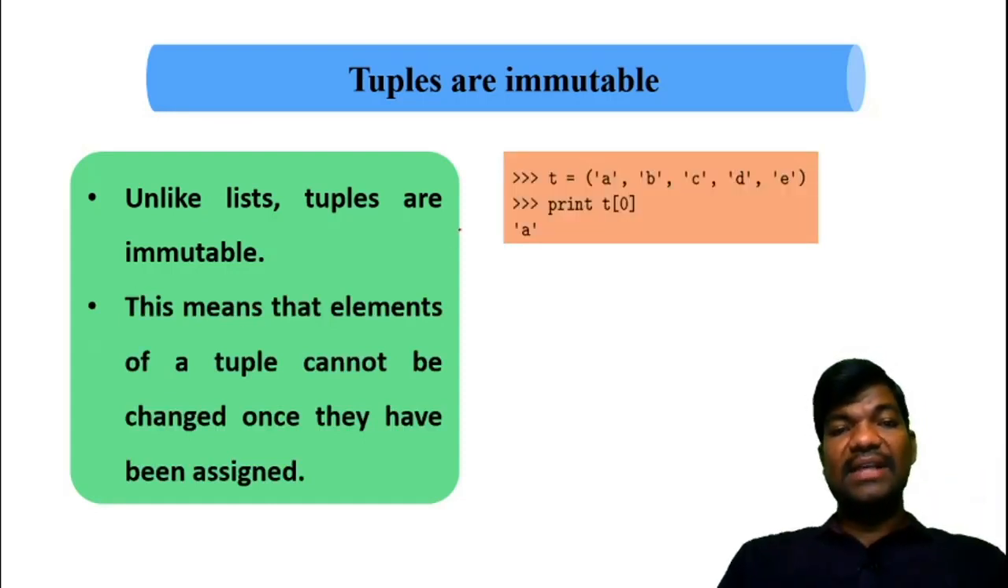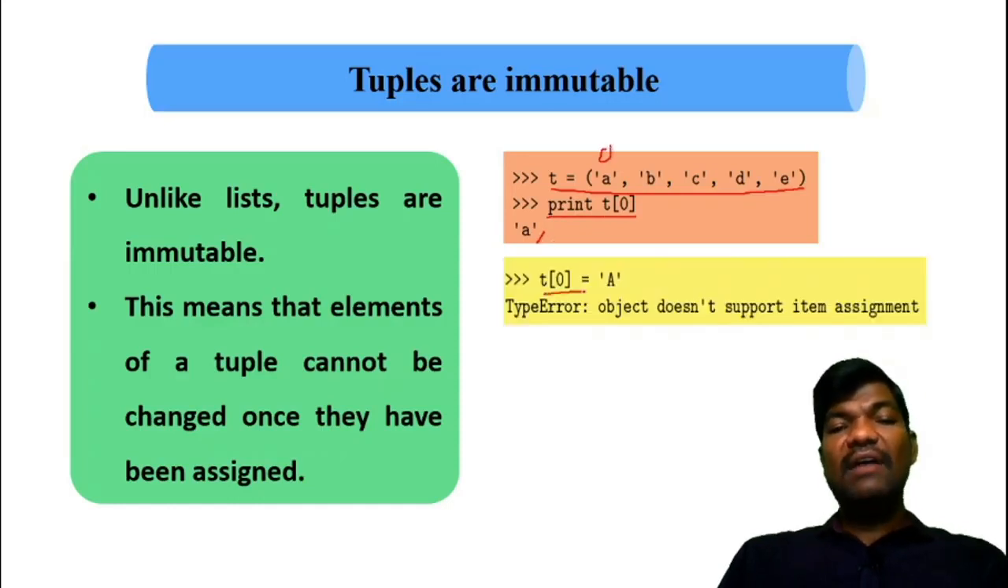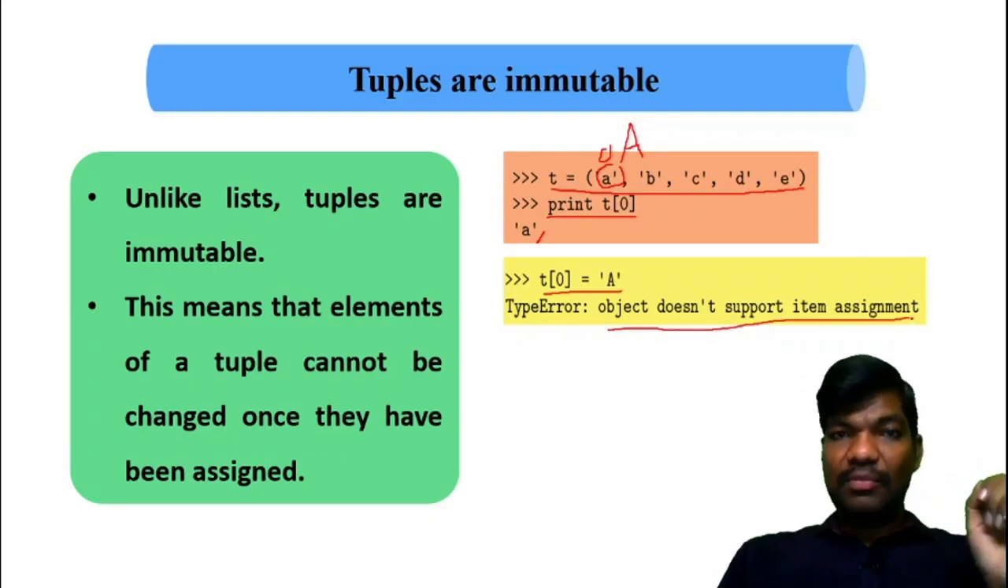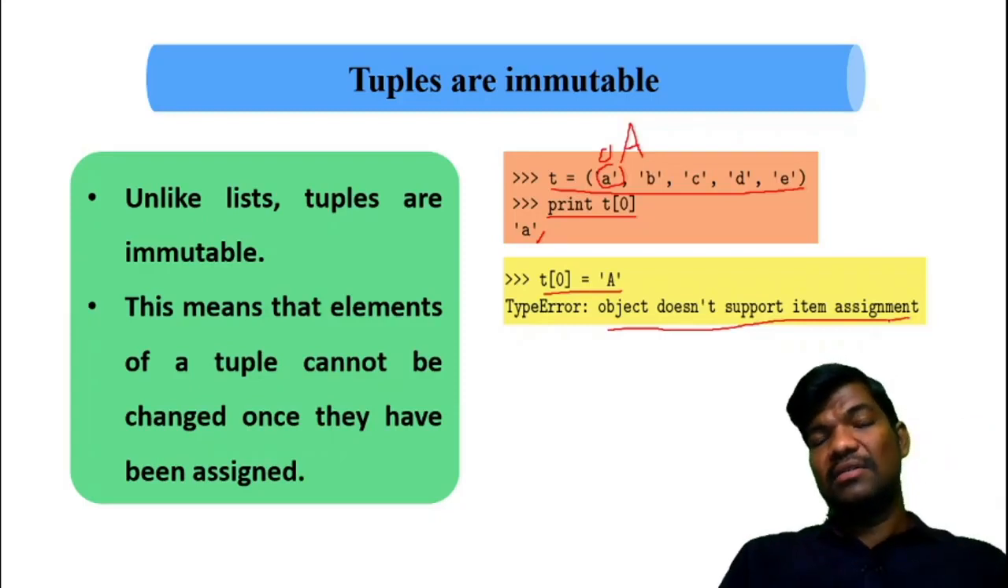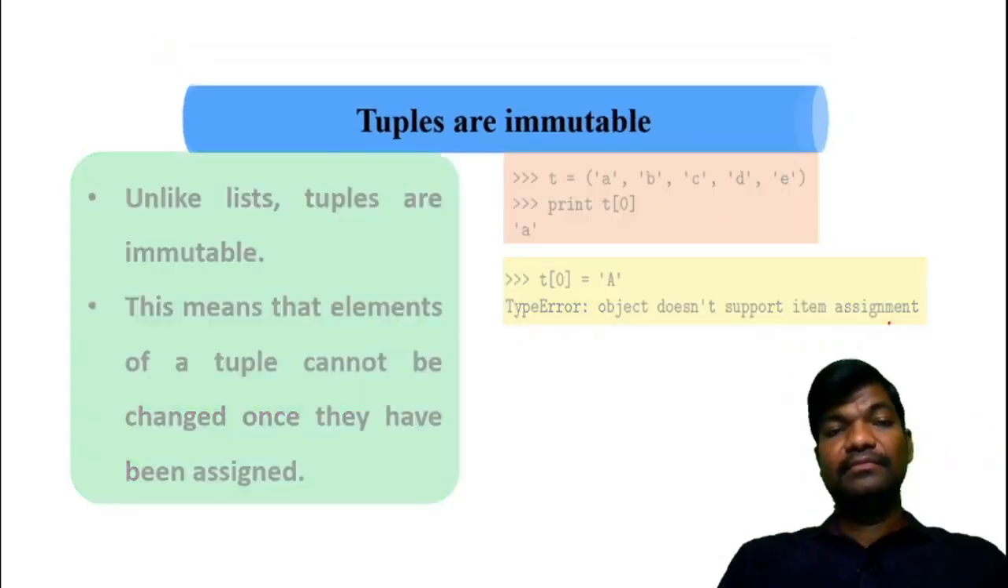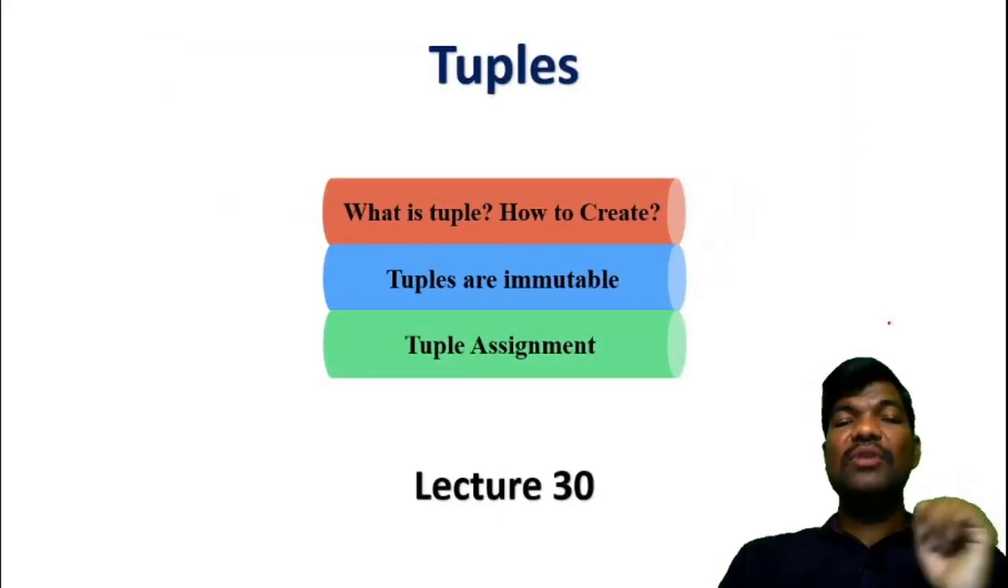Next, take one example. T equal to A, B, C, D, E. What is print T of 0? The index 0 is A, right? T of 0 equal to capital A, you are replacing this A with capital A. That is not possible because tuple does not support it. So tuple is immutable, you are not changing the tuples. That is the tuples are immutable concept.